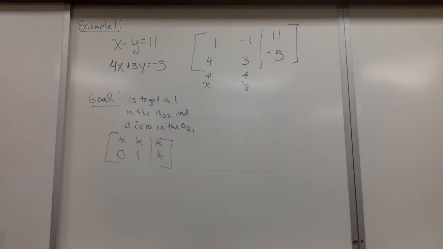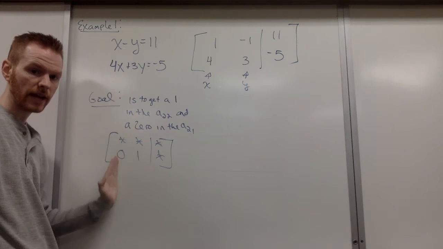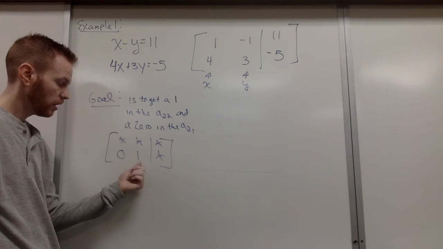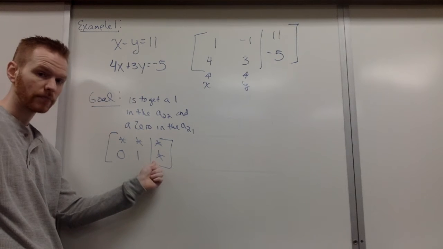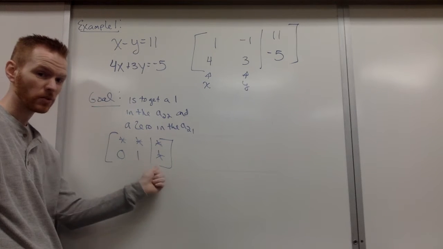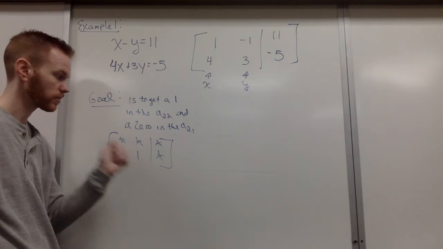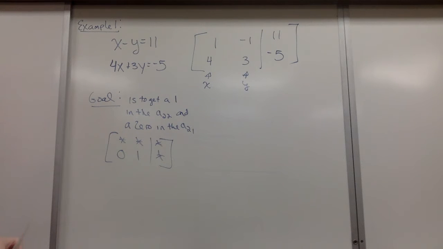The reason I want it to look like this: remember, the first column is x's and the second column is y's. See how this is 0 x's, 1 y equals a number? This is y equals something. So that's perfect, right? That solves one of my variables. So just keep that in mind. That's the goal. All right, so how am I going to do that?